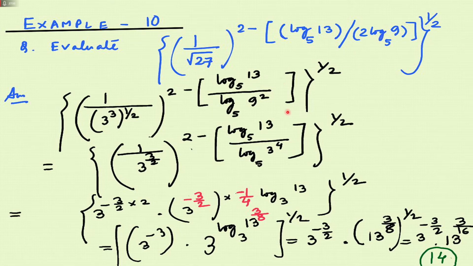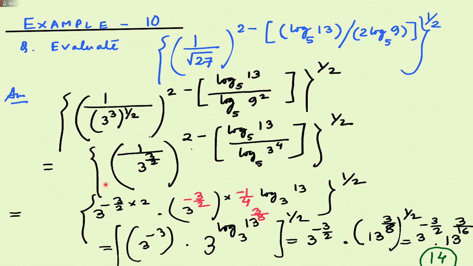Now I am just expressing 27 as 3 cube here, and just taking the 2 into the power of 9. So here log 9 square base 5, and just expressing this in this form. Now you will have here 1 by 3 to the power 3 by 2, whole squared, minus log 13 base 5 into log by log 3 to the power 4. 9 is 3 square again, so 3 to the power 4 base 5.